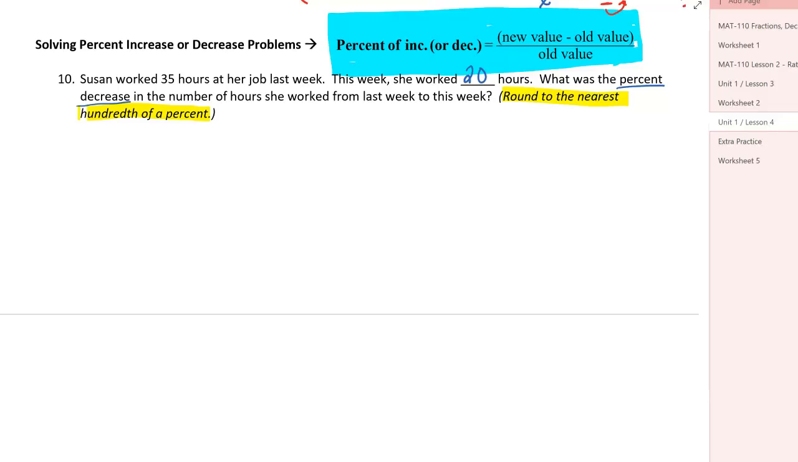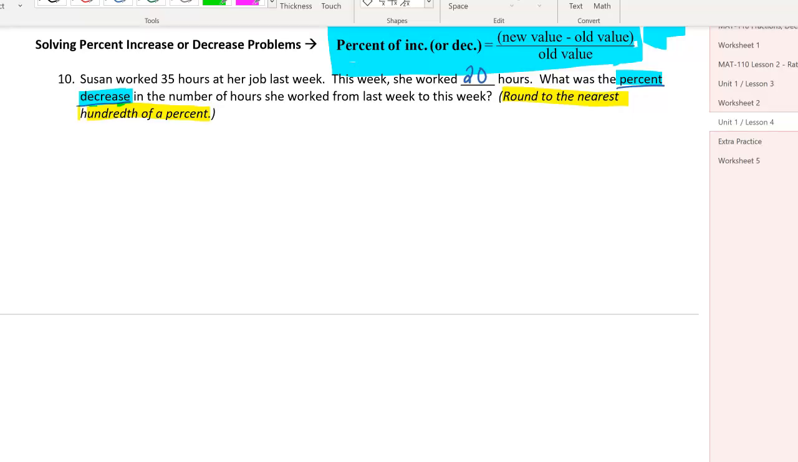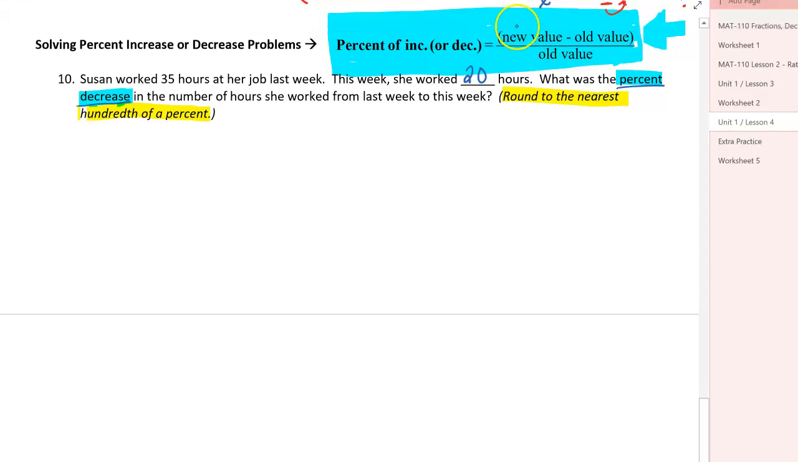Now, there is our clue right there that I underlined. Instead of just the percentage, it's the percent decrease. So that's how you know when to switch to this formula. All right, so we need to identify the new value and the old value. I'm going to abbreviate those NV and OV for new value and old value. So this week as opposed to last week.